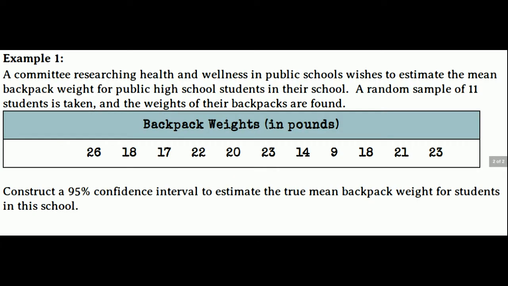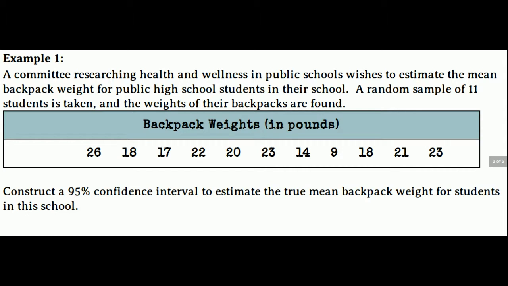So here's the first example. Let's say that we have a random sample of 11 students taken from a large school, and what we're trying to do is estimate the weight of their backpacks. So here are the 11 pieces of sample data, the 11 weights calculated from the sample of 11. And what we want to do is construct a 95% confidence interval to estimate the true mean backpack weight for the students at this school.